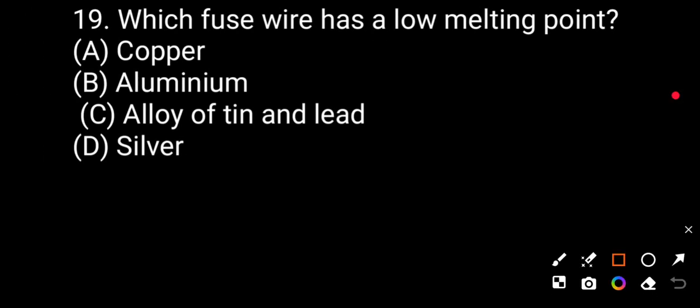Which fuse wire has a low melting point? Copper, aluminum, alloy of tin and lead, silver. The correct answer will be alloy of tin and lead.